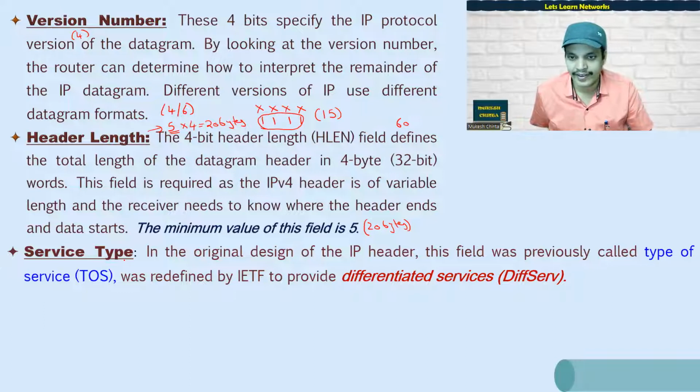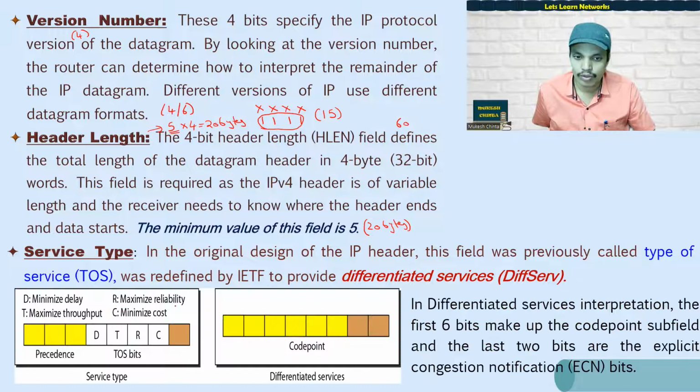Next comes the service type field. There is slight confusion when you check the old books. They name this field the type of service field, but in almost all recent books, it is the differentiated services field. The actual version now contains differentiated services only, because it was redefined by the IETF. Both of them are 8 bits in length. If you are using the service type field, the first 3 bits are called the precedence bits and the next 4 bits are DTRC. D tells you the delay, T the throughput, R the reliability, and C the cost, and the last bit is reserved and not used.